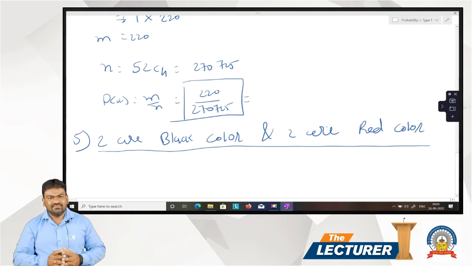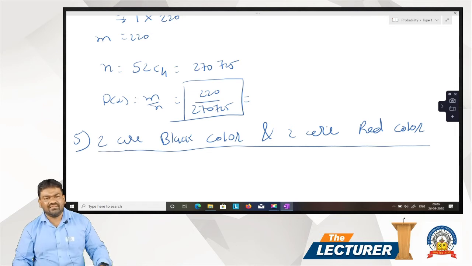Spade and club, what is the color of both? Black. Red and diamond, what is the color of both? Red. That is 13 plus 13, 26 black color cards, and 13 plus 13, 26 red color cards.